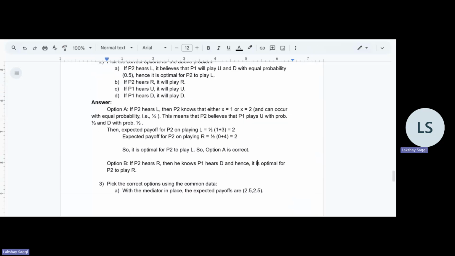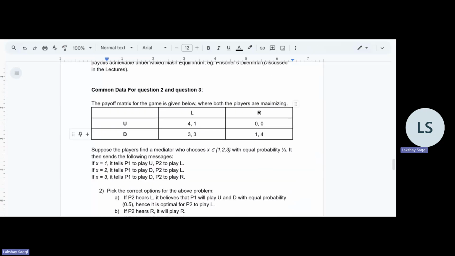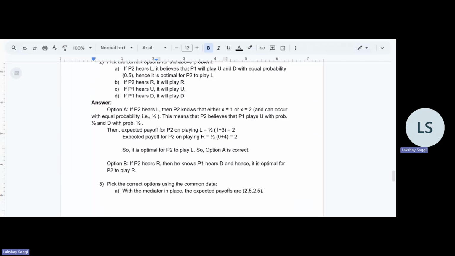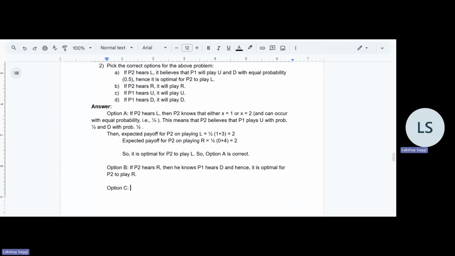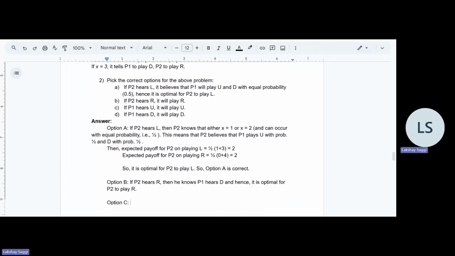Because it is optimal for P2 to play R if P1 is playing D. Okay, and then option B is also correct. So what's option C? Option C says that if P1 hears U, it will play U.